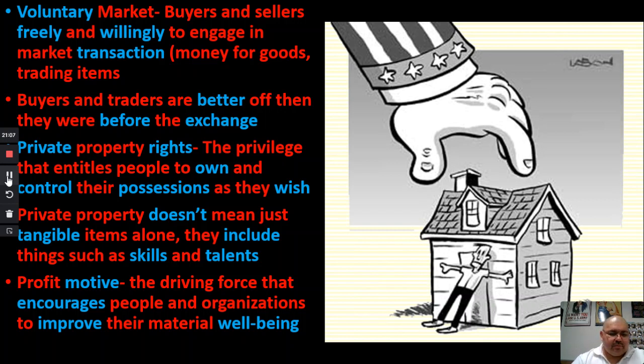Okay. Now, profit motive. This is the driving force that encourages people in an organization to improve their material well-being. So again, guys, remember, businesses, their whole point of being a business is to make money. That's the whole thing. So if they ever tell you, "Oh, we're here to help out the community, help you out," they're lying. Okay, they want your money.